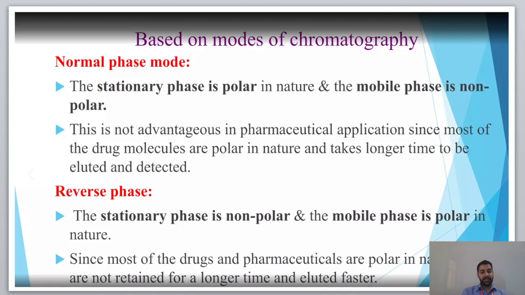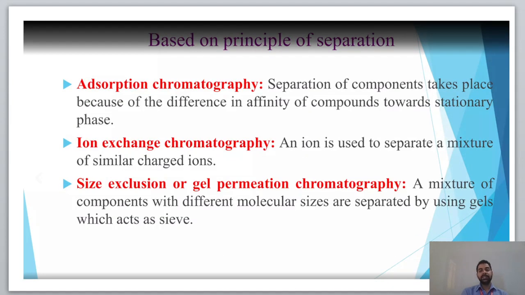Reverse phase chromatography is known as RP-HPLC technique. Here in this type of chromatography, the stationary phase is non-polar, that is C18 column, and the mobile phase is polar, for example acetonitrile, water, buffer in nature. Since most of the drugs and pharmaceuticals are polar in nature, they are not retained for a longer time and are eluted faster. Next, based on the principle of separation, number one is adsorption chromatography.